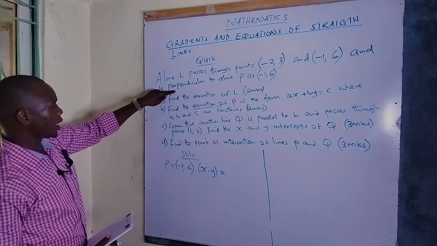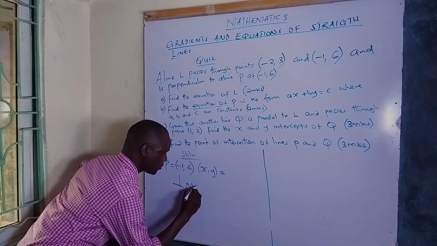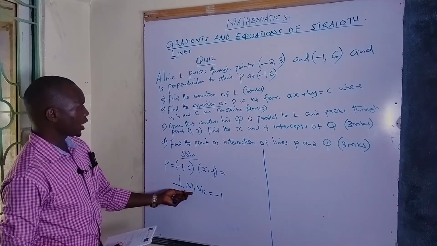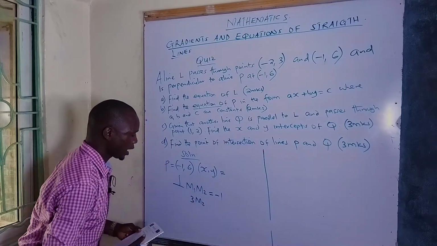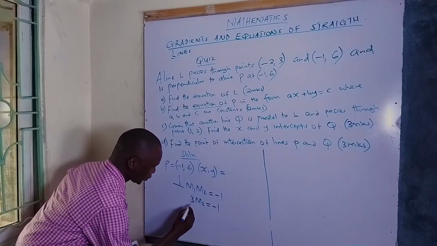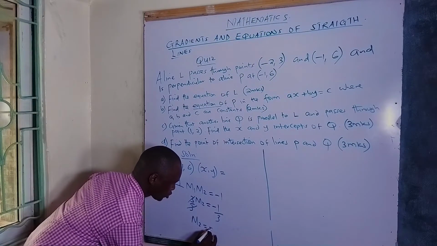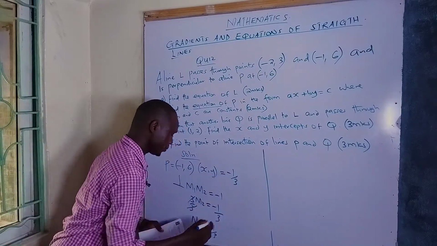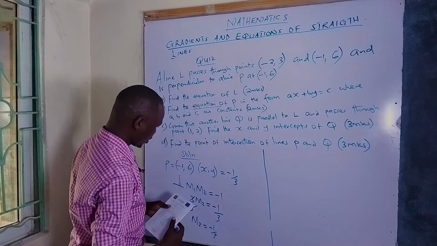We talked about perpendicular lines, and we said for perpendicular lines, if you take M1 times M2, the answer must always give you -1. M1 is the gradient of L, which is 3. We multiply by M2, which is the gradient of P since they are perpendicular, and this must give us -1. So to get our M2, we divide by 3 on both sides, and our M2 is going to be -1/3. So this is the gradient we are going to use to get the equation of line P. So in this case now, let us continue and get the equation.